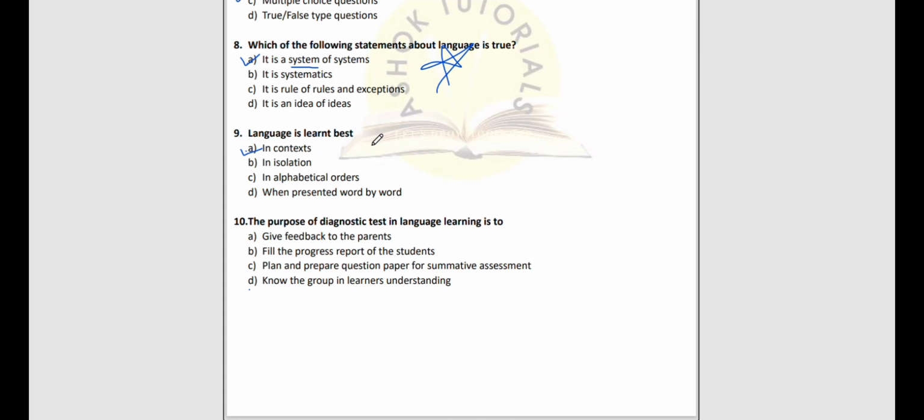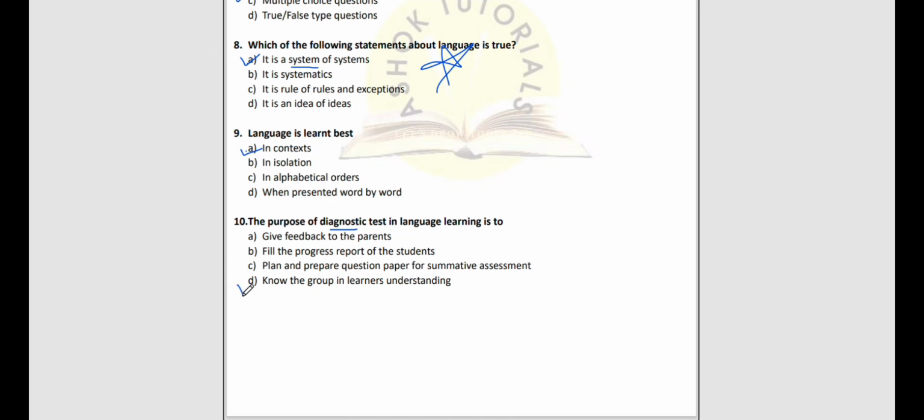So let's go to the last question, that is question number 10. The purpose of a diagnostic test in language learning is to: give feedback to the parents, fill the progress report of the students, plan and prepare the question paper for summative assessment, or know the group in learners' understanding. Pause the video and mark the correct answer here.